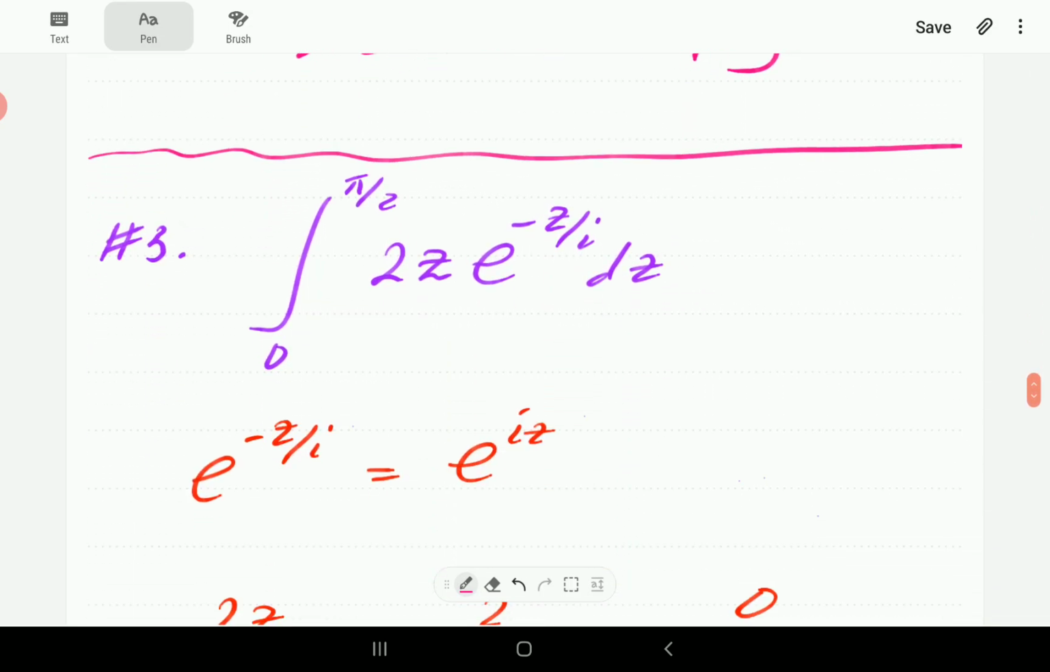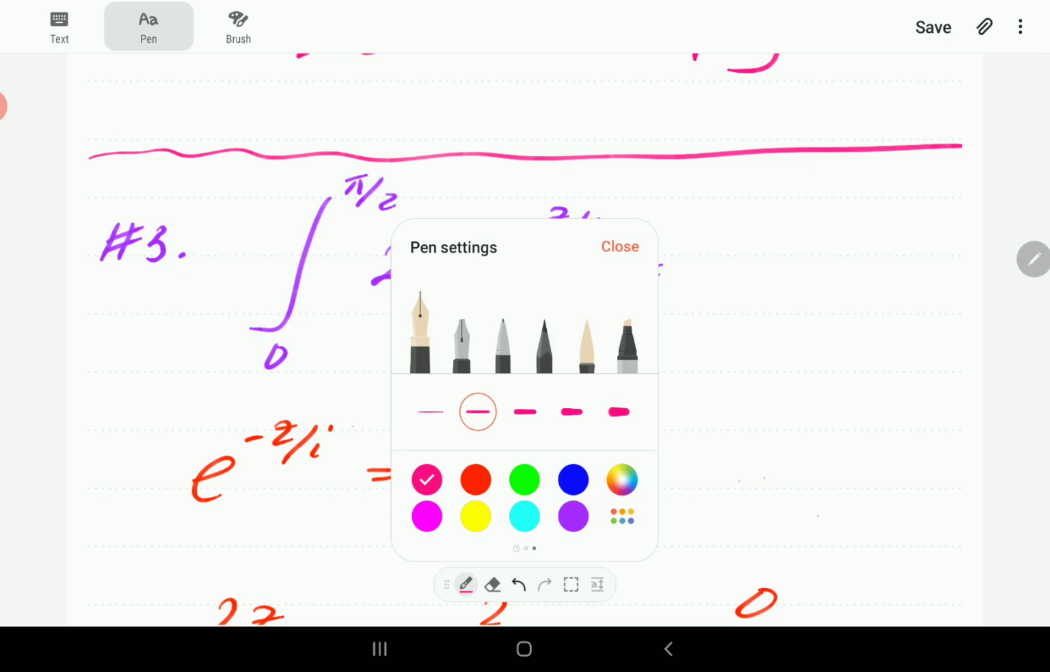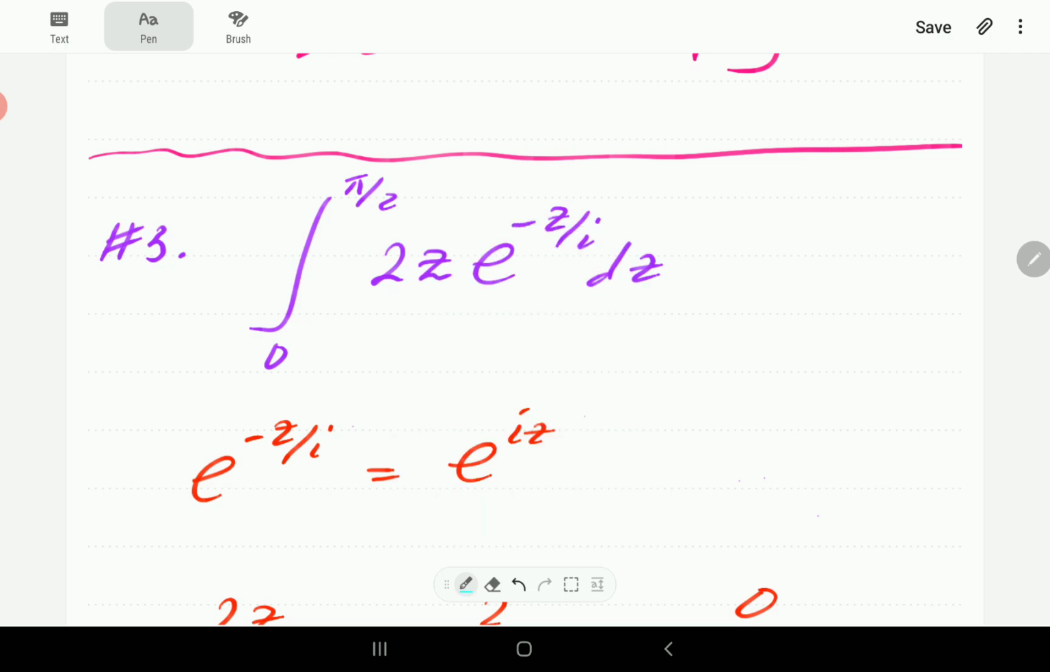Okay, so here we've got the integral of 2z e to the minus z over i dz from 0 to pi over 2. Again, the question says along any contour. We said that usually signals the fact that the function involved is analytic everywhere. So here we are integrating from 0 to pi over 2.